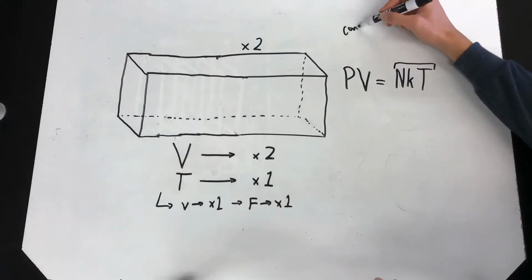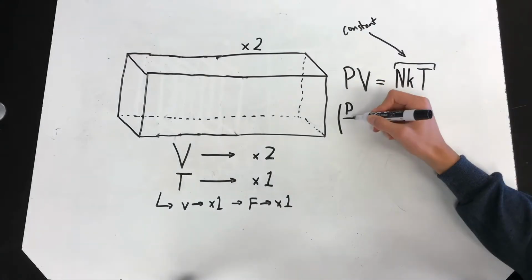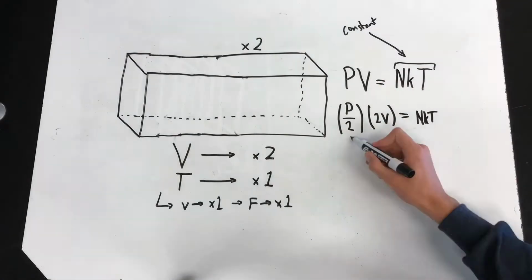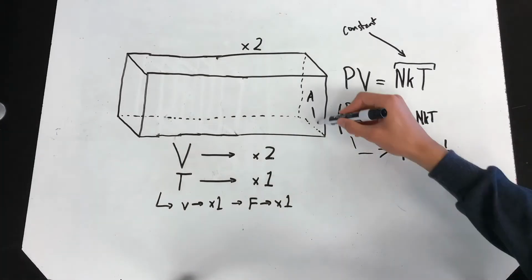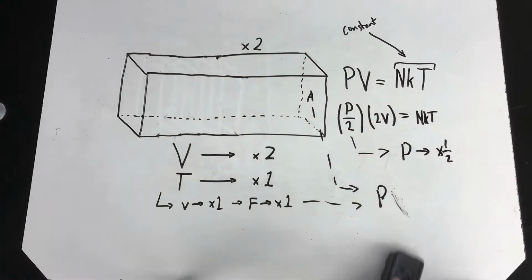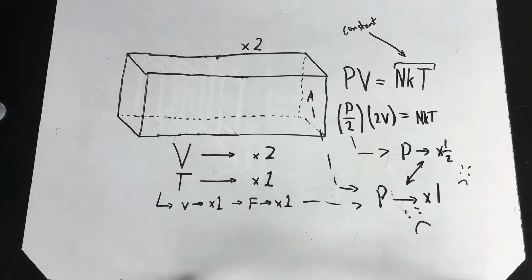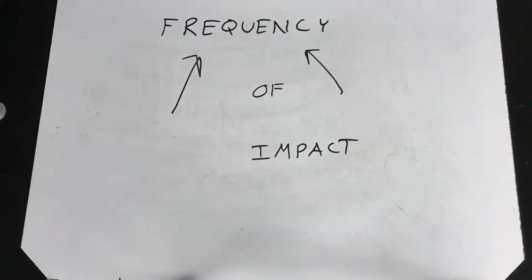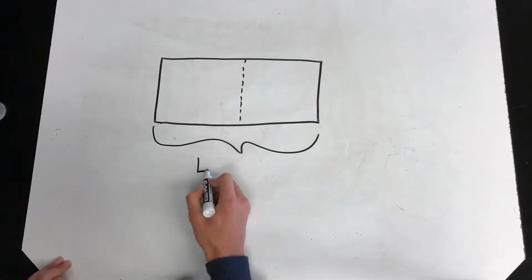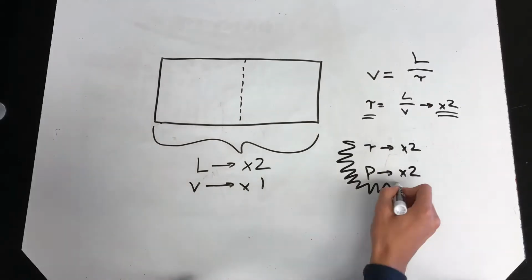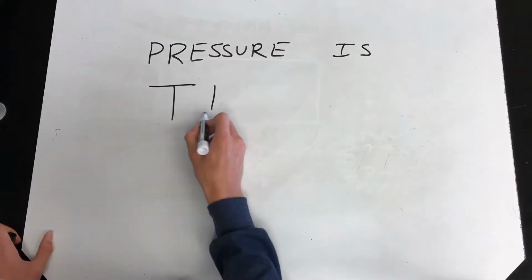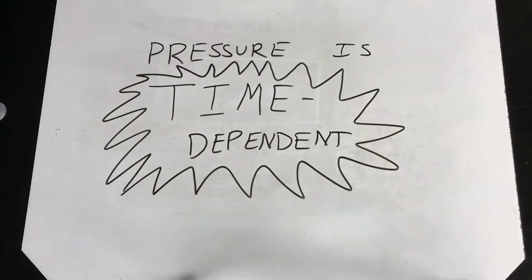According to the ideal gas law, if the temperature stays the same and the volume doubles, the pressure must halve. However, the old definition of pressure tells us otherwise. The force of impact and the area of the wall are still the same, so the pressure must be constant as well. So what changed? It turns out that the frequency of impact did. Since the particle now has to go double the distance to return to the right wall, it hits that wall half as often. Thus, pressure has a time-dependent nature.